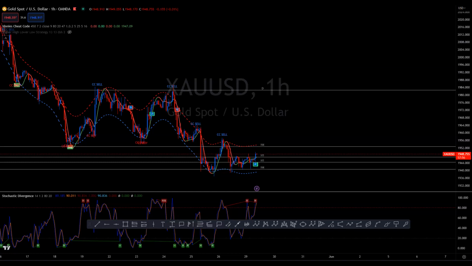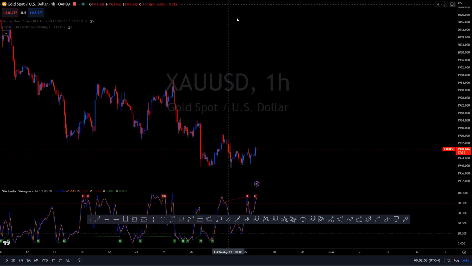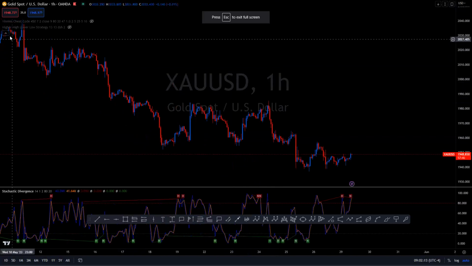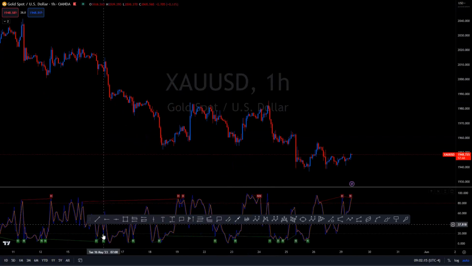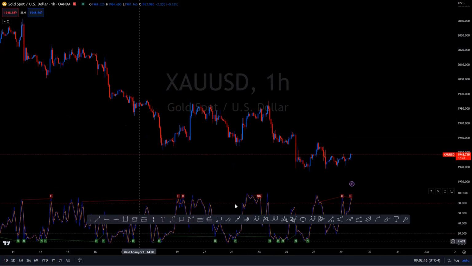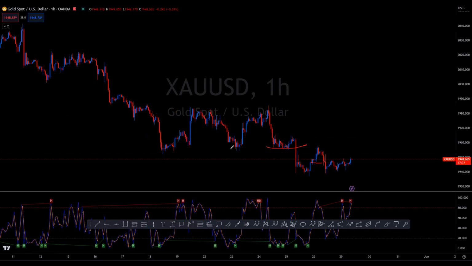Let me turn this off here. So we see that multiple lows, previous lows, have been broken. You can kind of see that here, even here. The price broke this low, pulled back, and then went lower. Here, here, here, and so on and so forth.